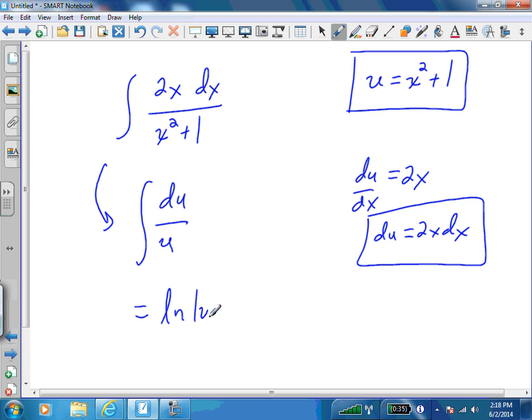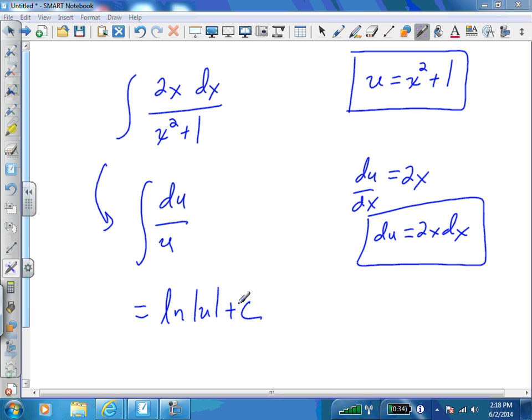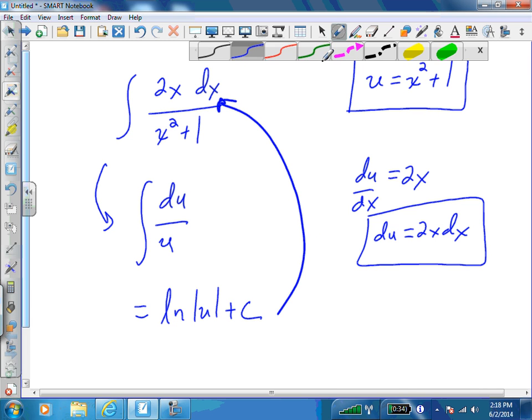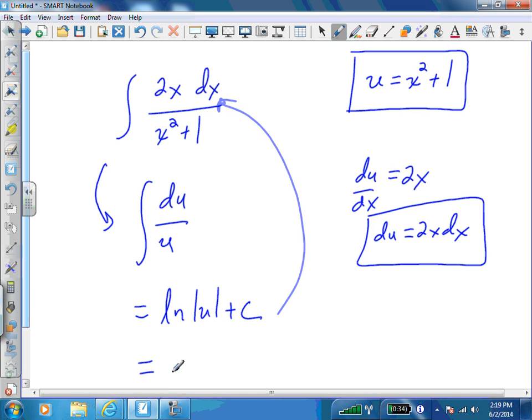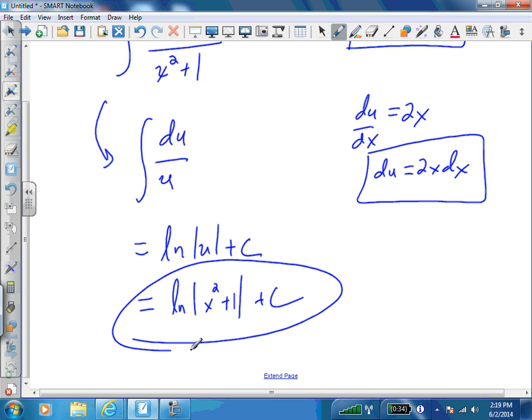Natural log, absolute value of u plus c. Remembering that what was our original variable? Yeah, our original variable is x. So now that we have our antiderivative, we want to change things back to x. So u is the same thing as x squared plus 1. Perfectly fine to leave it like that.